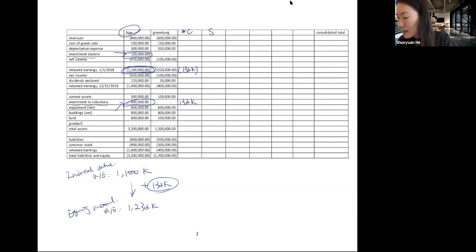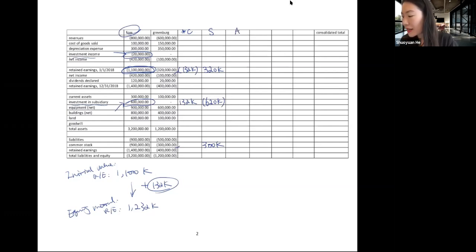Consolidation entry S, the purpose is to eliminate the subsidiary's beginning stockholders' equity accounts. Subsidiary has beginning common stock 300,000. To eliminate it, we debit 300,000 common stock. Subsidiary's beginning retained earning is 320,000. To eliminate it, we debit 320,000 retained earning. And this 320,000 plus 300,000 is 620,000. To make it balance, we credit investment account for 620,000. So this is consolidation entry S.